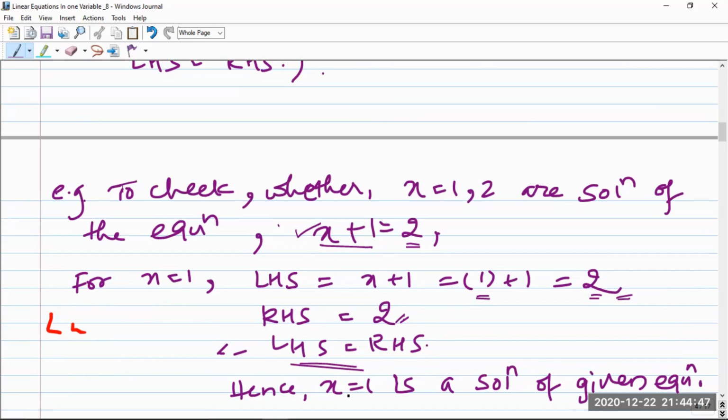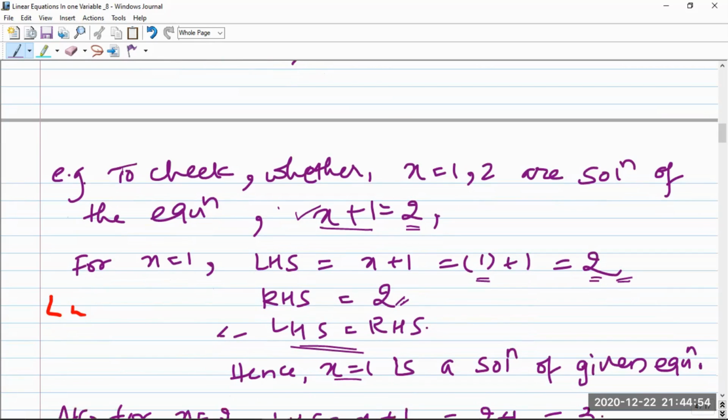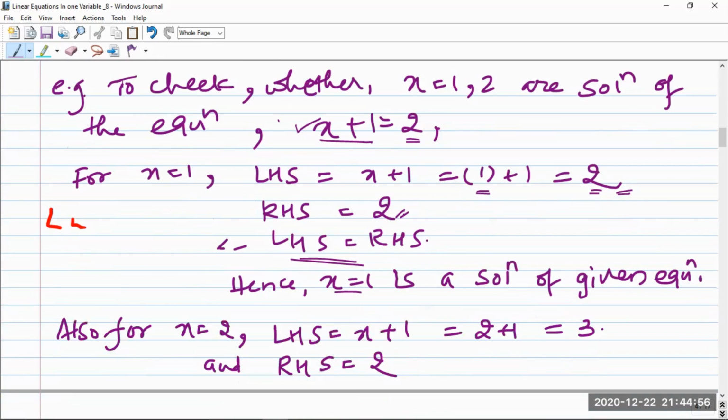Hence we say that x equal to 1 is a solution of the given linear equation in one variable. We can check for x equal to 2. If we substitute x equal to 2 in the LHS of the given equation, what do we have? We have x plus 1. Substituting x equal to 2 here gives us 2 plus 1, which is equal to 3.